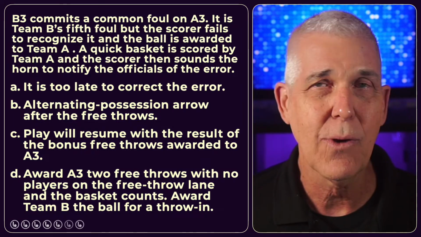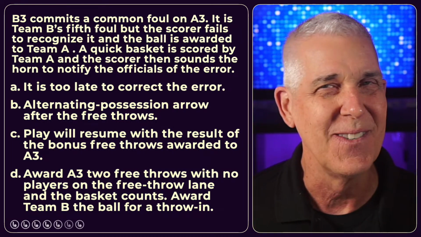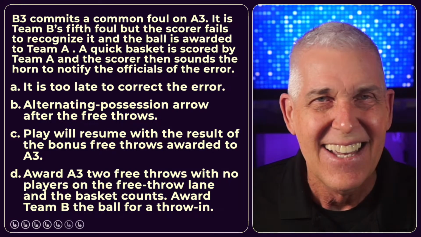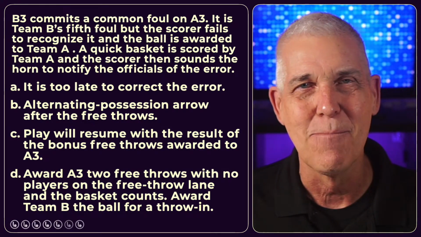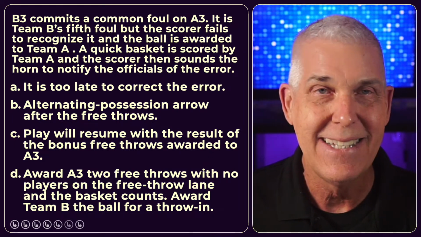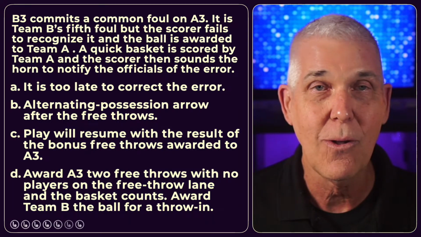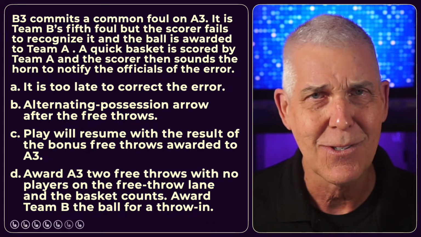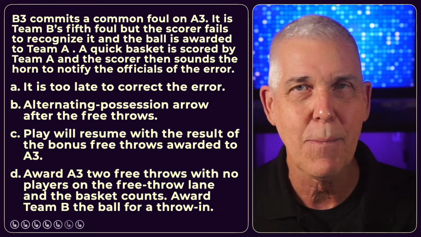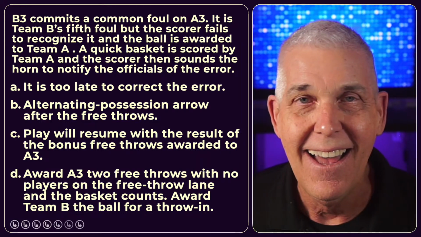A, it is too late to correct the error. Is it? B, alternating possession throw-in after the free throws. C, play will resume with the result of the bonus free throws awarded to A3. Or D, award A3 2 free throws with no players on the free throw lane and the basket counts. Or the goal is scored. The basket counts. Hey, let's count the basket. Well, there's 1 and there's 2. We counted the basket. Ay, ay, ay.